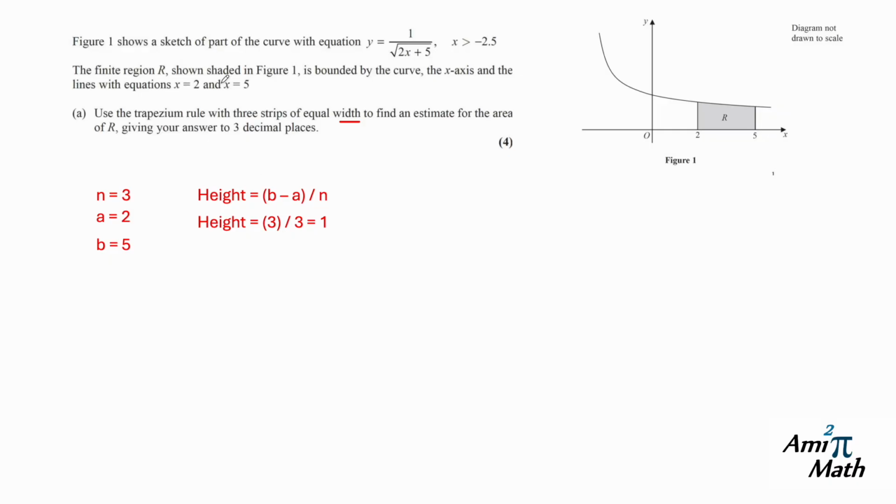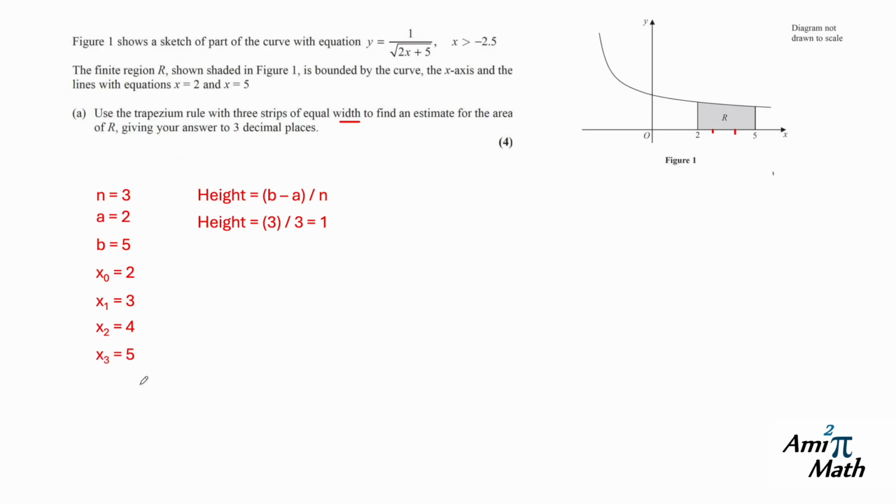And then we can work out our x values for each of the strips. So we have x0 to x1, so 2 to 3. We've got our x0 is 2 and our x1 is 3. And then as each strip is equal to 1, you just keep adding 1. So x2 will equal 4. We've got 4 somewhere here.